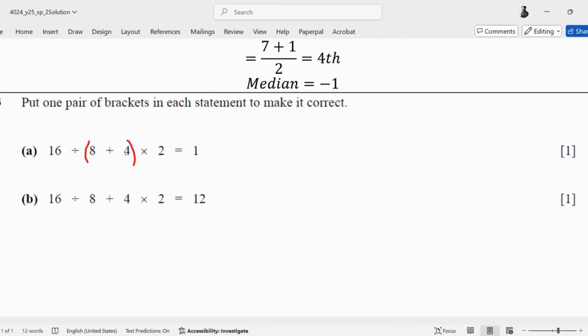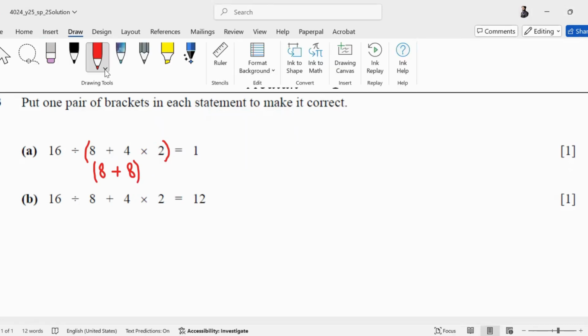8 plus 4 is 12. And then first 16 will be divided by 12, and then it will be multiplied by 2. So it will not give me an accurate answer. It will not give me an integer. Okay, what if I put the brackets like this? 4 twos are 8. 8 plus 8 is 16, but we'll still have to follow BODMAS. Dividing 16 by 16, the answer is 1. So this set of brackets will be used for part A.